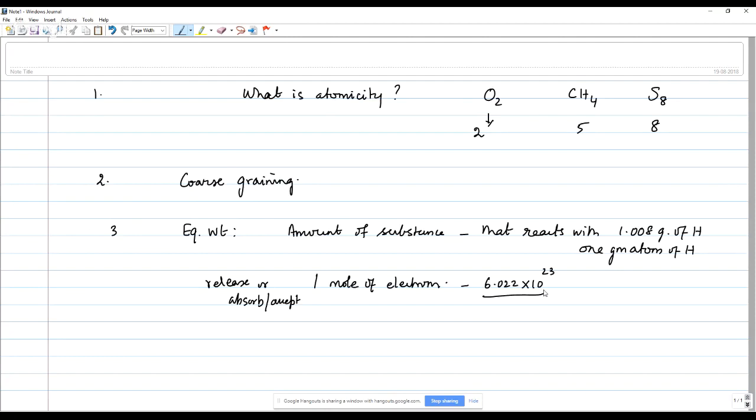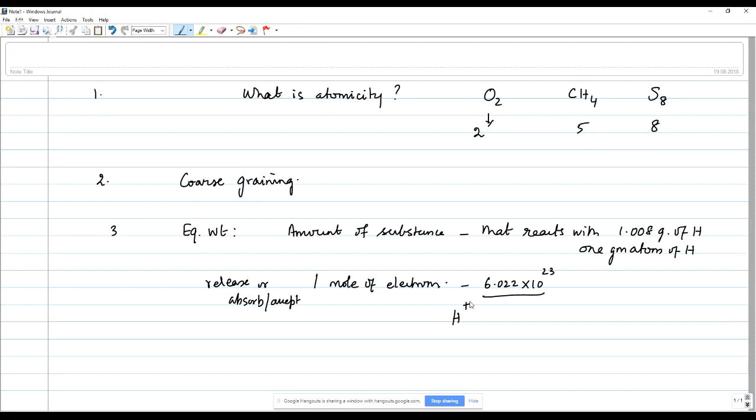In terms of other equivalents also, H plus ions, if you talk about the acid-base reactions, then the amount of a substance or a base that reacts with 1 mole of hydrochloric acid, that substance is called the equivalent, gram equivalent of that substance. And the mass of that substance is called the gram equivalent mass or the gram equivalent weight.